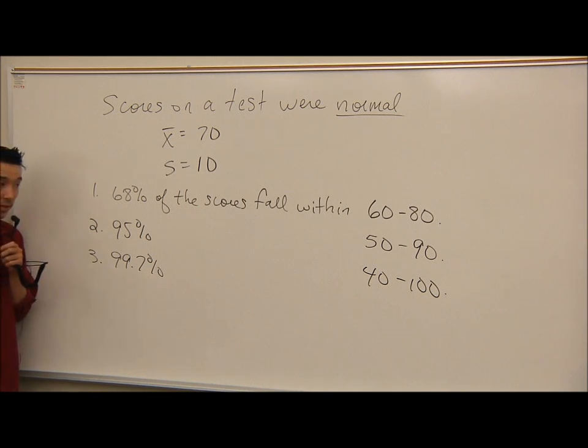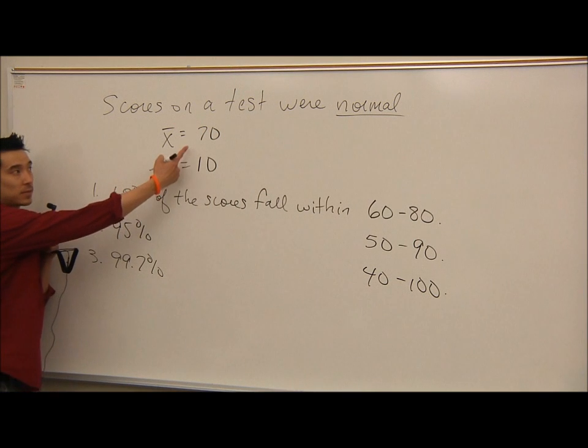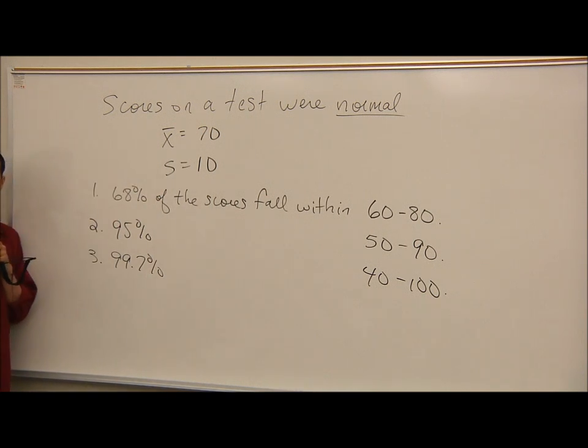Is it possible that somebody scored a 0 on this test? It's possible, but it's highly unlikely. Why? How many standard deviations do I have to go from 70 to get to 0? 7. So we're at about 7 standard deviations away, so that's pretty unlikely.